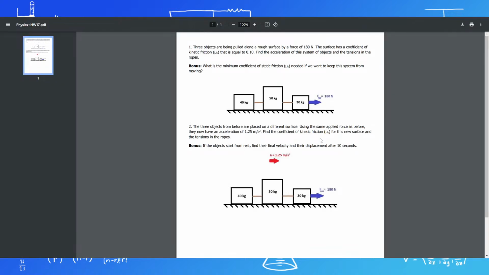It says 3 objects are being pulled along a rough surface by a force of 180 newtons. The surface has a coefficient of kinetic friction that is equal to 0.1. Find the acceleration of this system of objects and the tensions in the ropes. Bonus question, what is the minimum coefficient of static friction needed if we want to keep this system from moving?